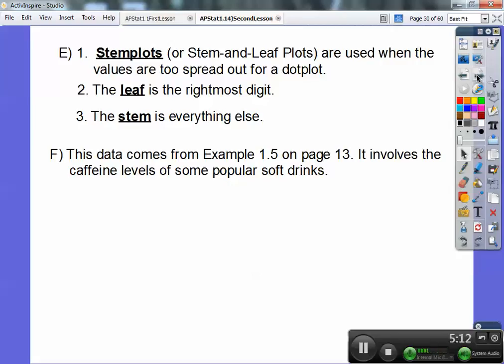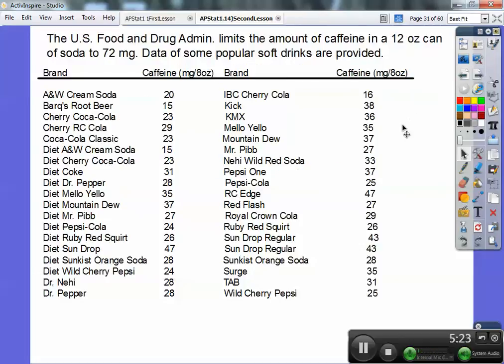It involves caffeine levels, so you don't have to write this big old chart. I would like you to write this down right here, though, if you're in my class. It involves caffeine levels of some popular soft drinks. Okay, so here it is right here. The U.S. Food and Drug Administration limits the amount of caffeine in a 12-ounce can of soda to 72 milligrams. Okay, so here's data from popular soft drinks.